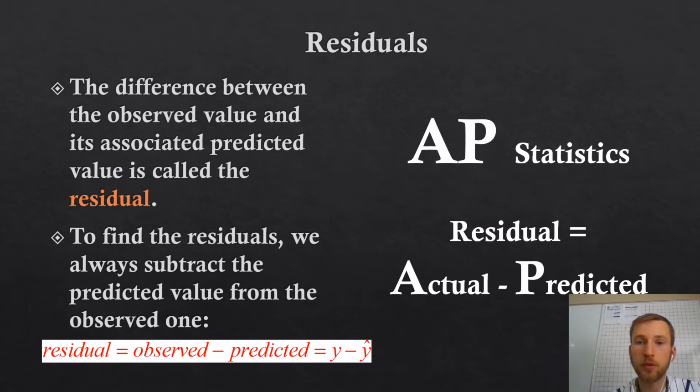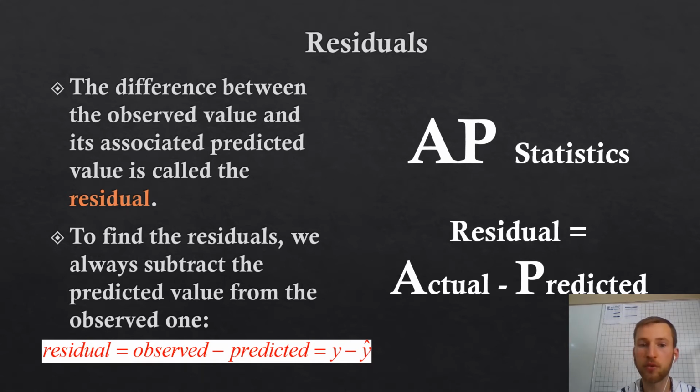When it comes to residuals, this refers to any error that we see when using a line of best fit equation. There's going to be a difference between what the model tells us should happen and what actually happens in reality. The difference between the observed value, what we actually observe, and its associated predicted value using the model, we call that our residual.